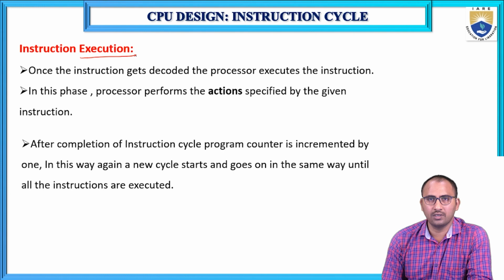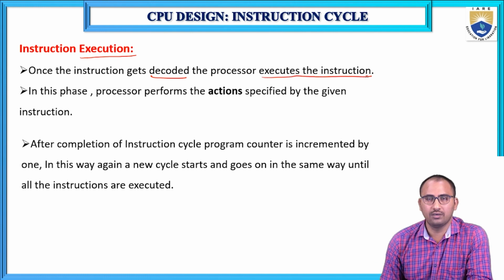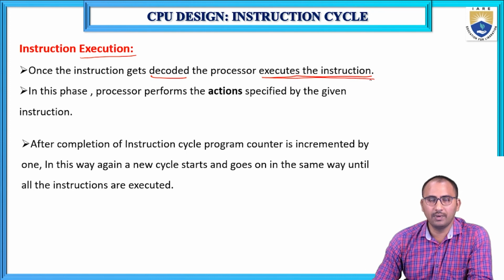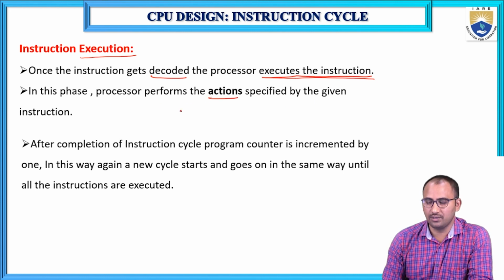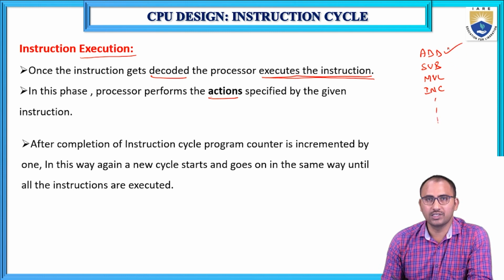So what is instruction execution? Once the instruction gets decoded, the processor executes the instruction. So after the instruction is fetched and decoded, the instruction will be executed. In this phase, the processor performs the actions specified by the given instruction. We have different instructions like add, subtract, multiplication, increment. Different operations are there. So what does this add instruction specify?